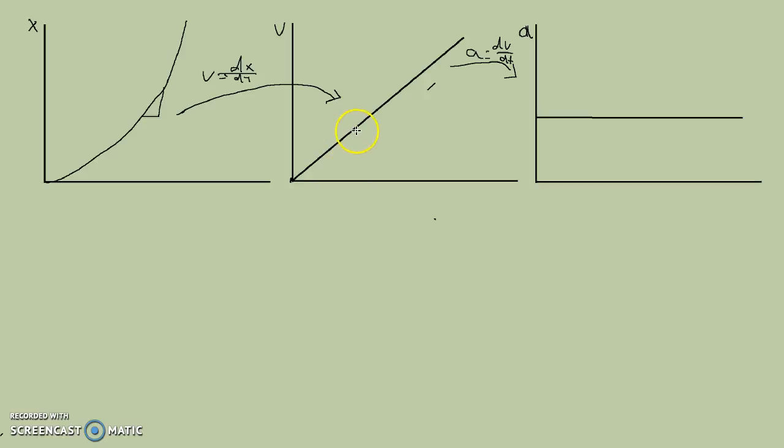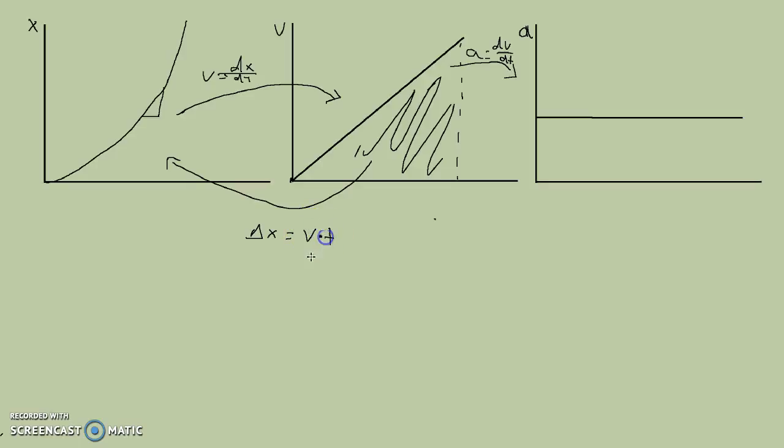And we can go backwards, because if we find the area of this, that's going to give us displacement. So delta x equals v times t. And then we can actually do the same thing right here. If we find the area under here, we can get the change in velocity. Change in velocity is equal to a times t.